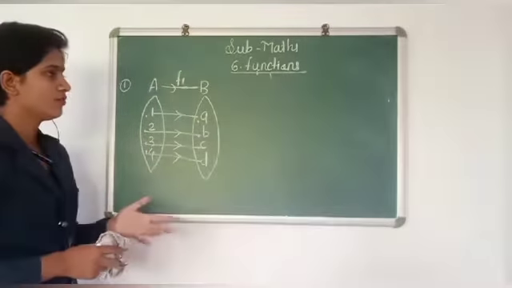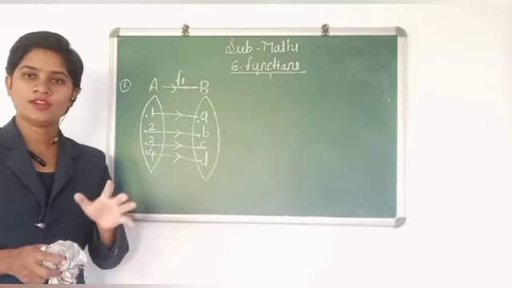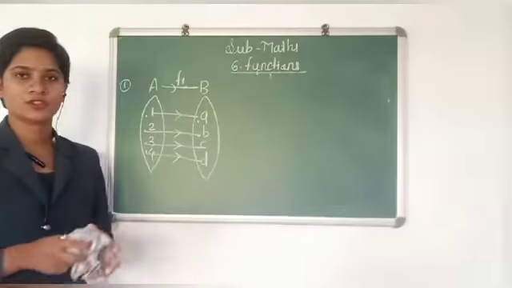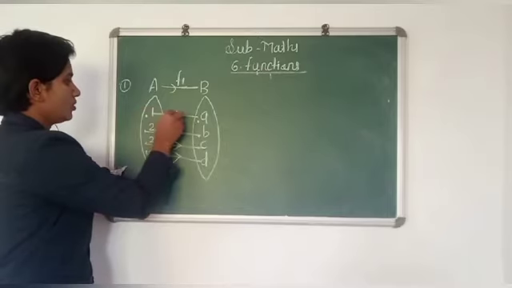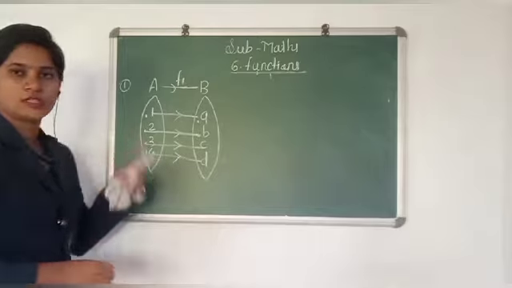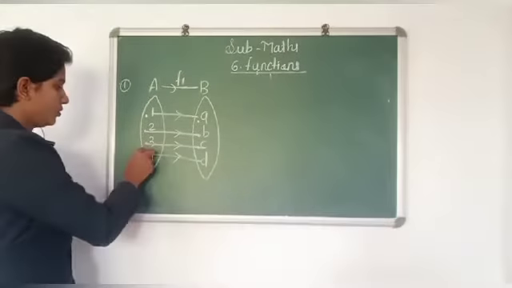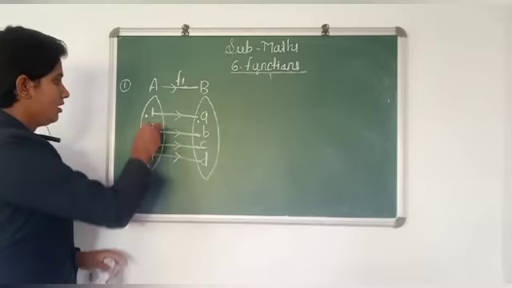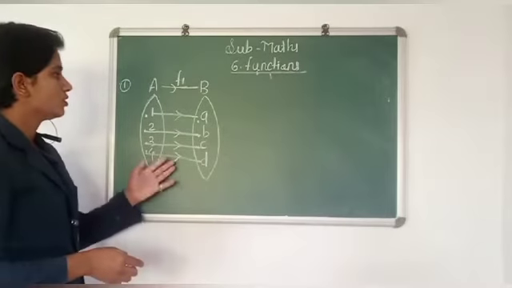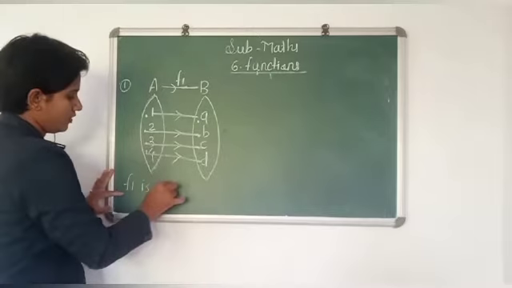So what is the definition of a one-one function? A function f from A to B is called a one-one function if every different element of set A has a different image in B. Now observe: 1 goes to A, so 1 has a different image. 2 goes to B, so 2 also has a different image. 3 goes to C, and 4 goes to D. So all these different elements in set A have different images in set B. So F1 is a one-one function.